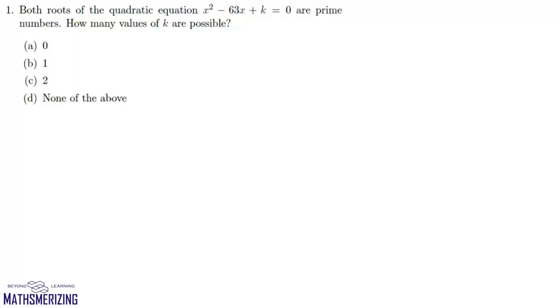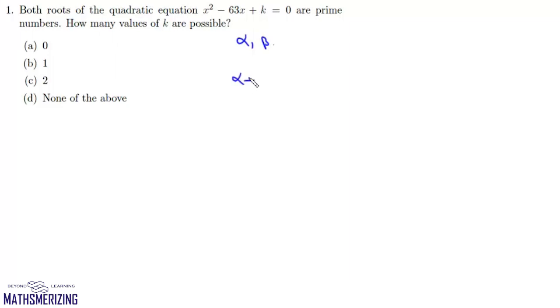Today we'll discuss ISI's MS QMS 2019 QMA paper, and the first question is: both roots of the quadratic equation x squared minus 63x plus k equals 0 are prime numbers. How many values of k are possible? Now suppose the roots of this equation are alpha and beta.